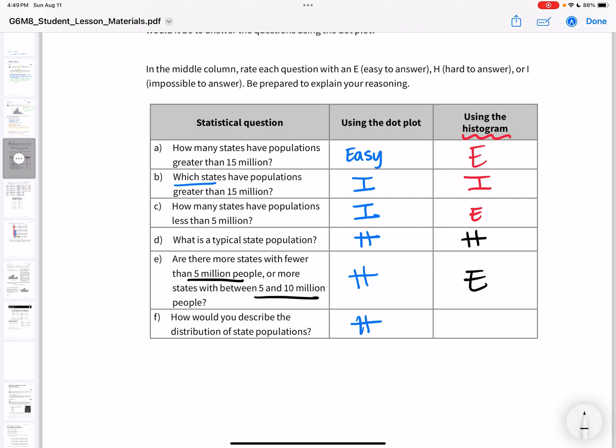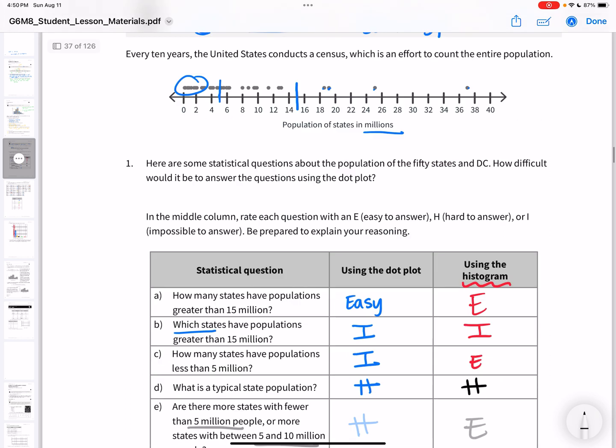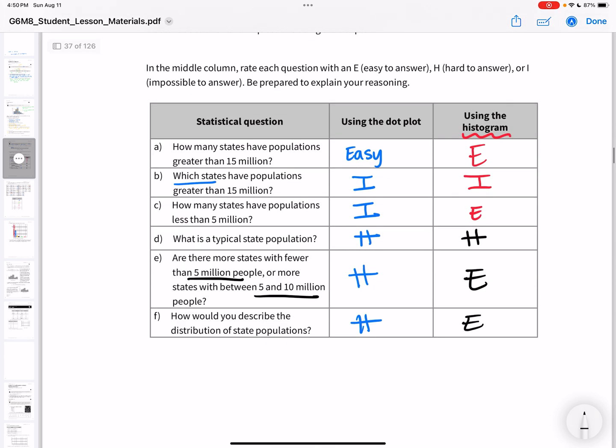All right, last one. How would you describe the distribution of state populations? This one, super easy. We can now describe the data distribution more precisely because the histogram shows the population sizes in intervals of 5 million. So I can say, 29 states have less than 5 million people living in them. So that's easy.